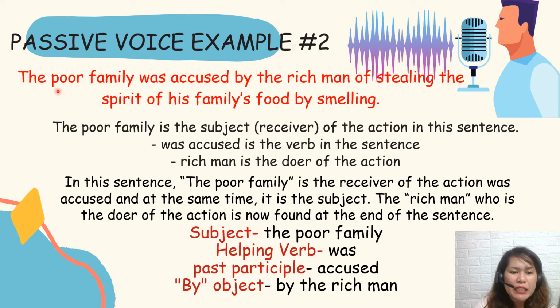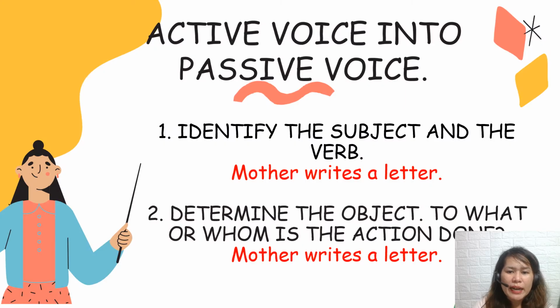Okay, ang pinag-uusapan dito ay yung poor family. Sila yung subject. Pero hindi sila yung gumagawa ng action. 'Di ba? Ang gumagawa ng action ay yung by the rich man na nasa dulo. O, let's see one by one yung ating formula. Poor family is the subject. May was tayo na helping verb. Accused tayo na past participle at by the rich man or yung by object or yung doer ng action na nasa dulong part ng sentence ay nandito. That's why pasok siya doon sa ating formulang subject, helping verb, past participle, and the by object. So, yun yung pagkakaiba nila.